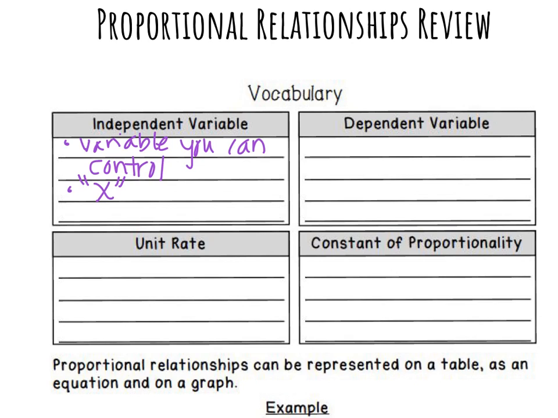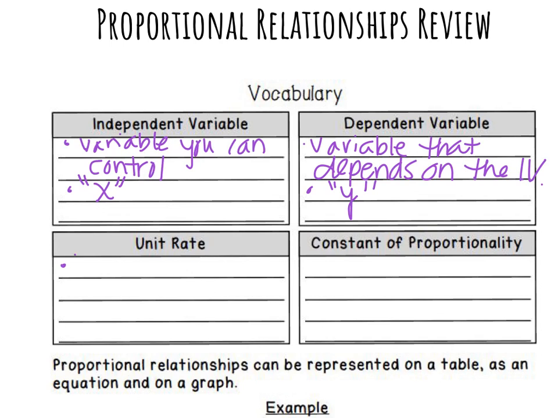The dependent variable is the variable that depends on the independent variable, which I like to shorten as IV. And in our case, we will use y to represent the dependent variable. So independent variable, you can control, you can change it. Dependent variable will change as you change the independent variable.